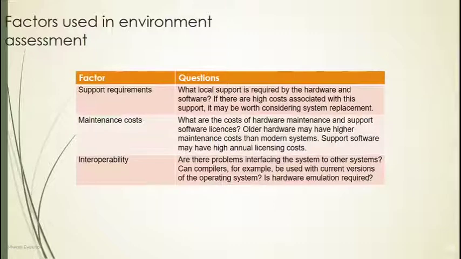Interoperability: are there problems interfacing the system to other systems? Can a compiler, for example, be used with the current version of the operating system? Is hardware emulation required? So these are the factors used in the environment assessment of the legacy system. Seven factors have to be checked: supplier stability, failure rate, age, performance, support requirements, maintenance cost, and interoperability.